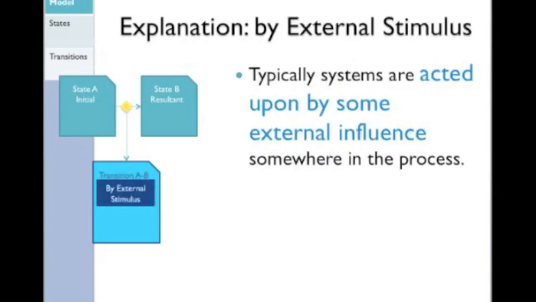Somewhere along the way, systems are typically acted upon by some external influence. We call these influences external stimuli, and when they cause a change in the state of our system, we say this is an explanation by external stimulus. In the case of the flashlight, light is not produced unless some force external to the flashlight system, such as that of my finger pressing the on-off button, closes the switch. For many systems, it is the influence of an external stimulus that starts the function in motion.